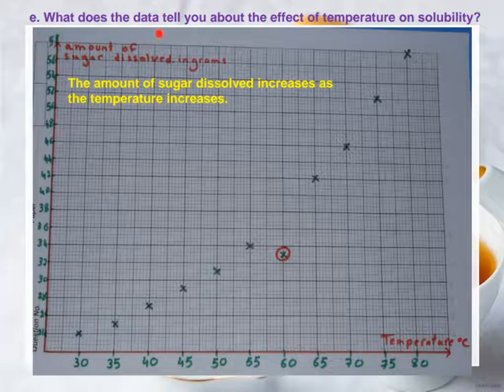What does the data tell you about the effect of temperature on solubility? The amount of solute dissolved increases as the temperature increases. So as I have more temperature, the amount of sugar dissolved is more. So as the temperature increases, more sugar is dissolved.